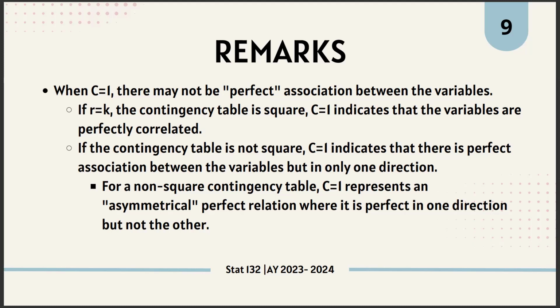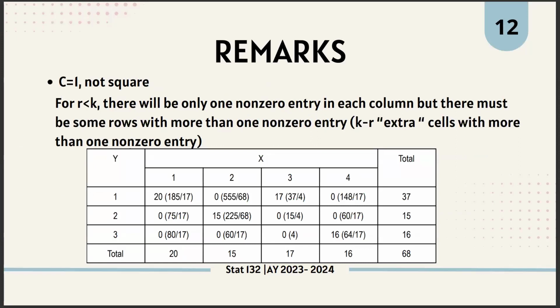So to see this, we have an example. Verify that we will get C is equal to 1 for the not square case. For R less than K, there will be only one non-zero entry in each column. But there must be some rows with more than one non-zero entry. That is K minus R extra cells with more than one non-zero entry.